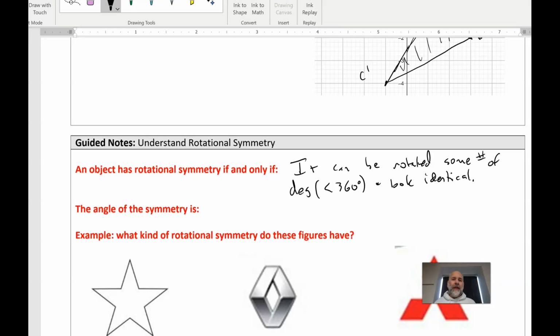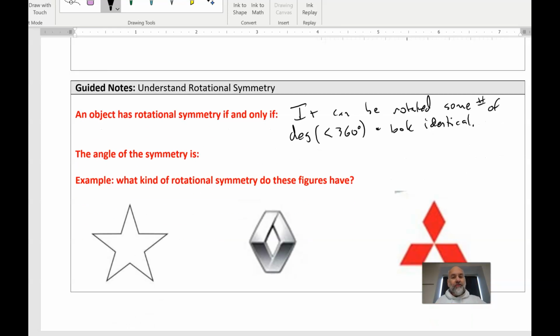So if you took this star and rotated it 5 degrees, you'd say, well, it's still a star. Yes, but the picture doesn't look identical. It needs to be exactly back into the exact same position and orientation. So it still needs to have a point going straight up. Like I was saying earlier, every object, if you rotate it 360 degrees, looks exactly the same. So we mean something less than 360.